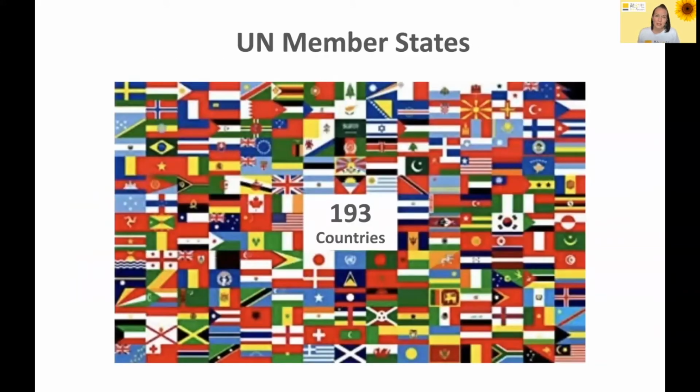The UN was formed in 1945 with 51 member states. Today, there are 193 UN member states. In other words, 193 countries or nations.